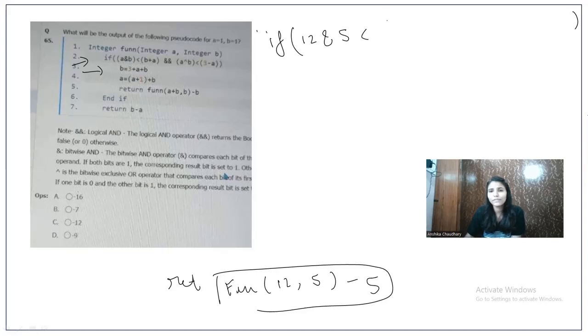That means 12 plus 5, that means 17. And this is the logical AND. A XOR B, so A is 12, B is 5. 12 XOR 5 is less than 3 minus A. A value is 12. Okay.